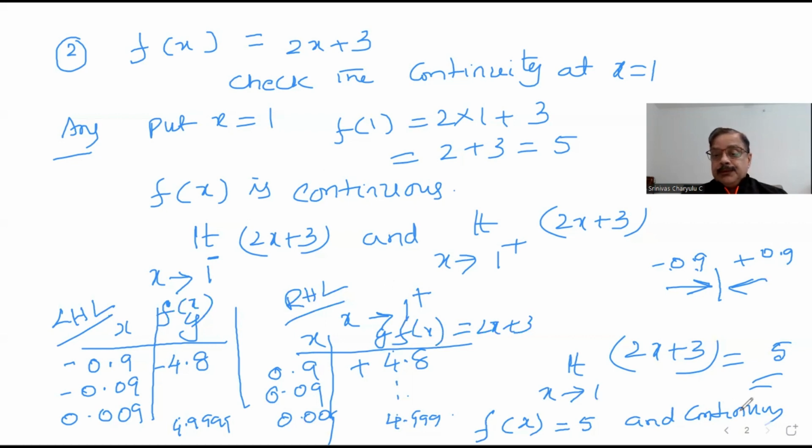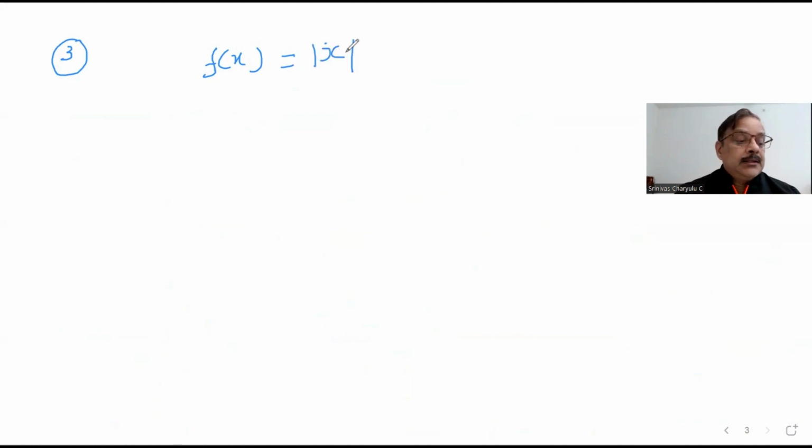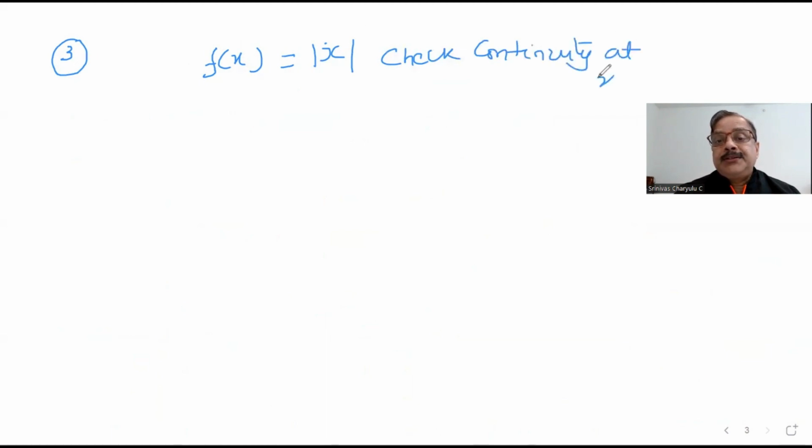Okay. This is how we checked continuity in previous slides. So next sum. They have given you one modulus function, I think. Yeah, correct. F of x is equal to mod x. They're asking us to check the continuity at x is equal to 0.